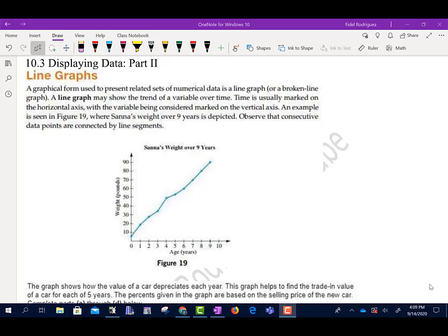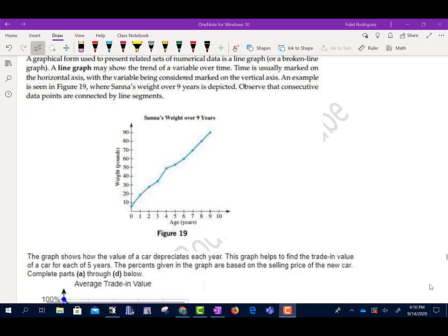All right, section 10.3 talks about displaying data, part 2, and we'll talk a little bit about line graphs. A graphical form used to present related sets of numerical data is called a line graph or a broken line graph. A line graph may show the trend of a variable over time. Time is usually marked on the horizontal axis, with the variable being considered marked on the vertical axis. As an example seen in figure 19, Santa's weight over 9 years is predicted. Observe that consecutive data points are connected by line segments.